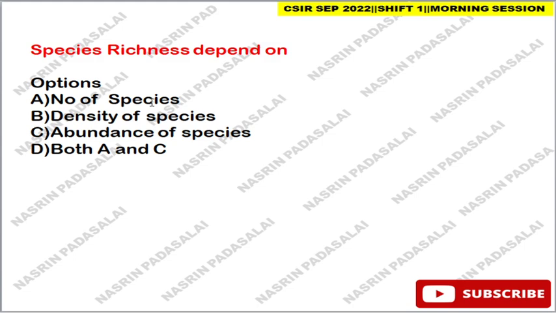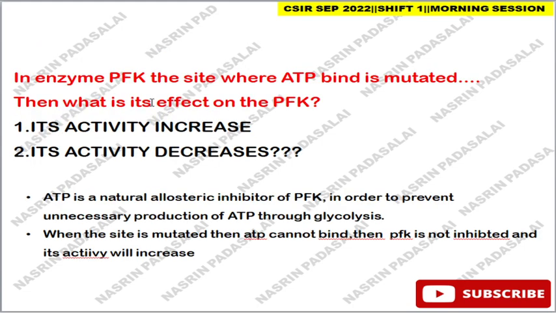So option A and option C are correct. Next, in the enzyme PFK, the site where ATP binds is mutated. What is the effect on PFK? PFK is a kinase enzyme, phosphofructokinase, that phosphorylates fructose 6-phosphate to form fructose 1,6-bisphosphate, and this PFK is an important regulatory enzyme in glycolysis.